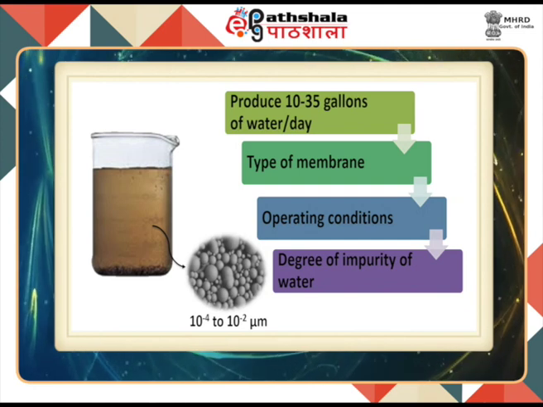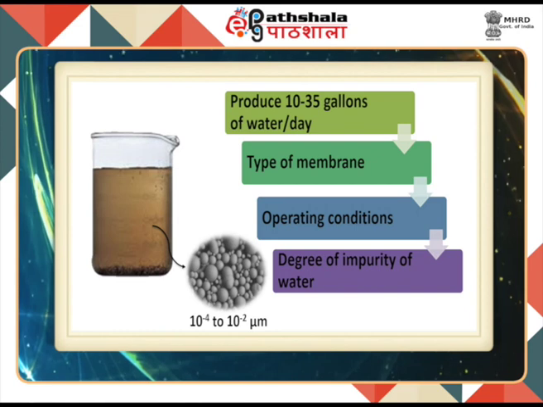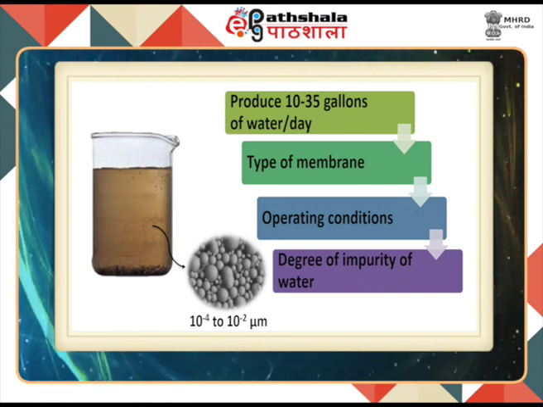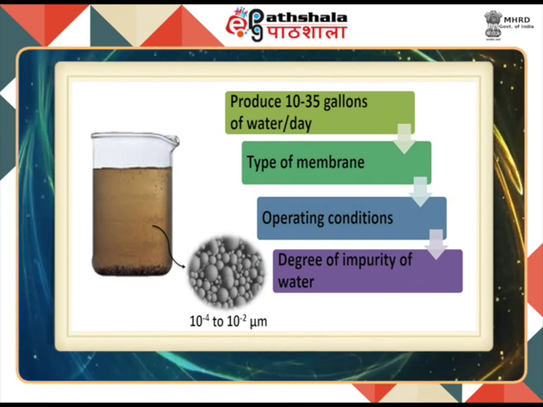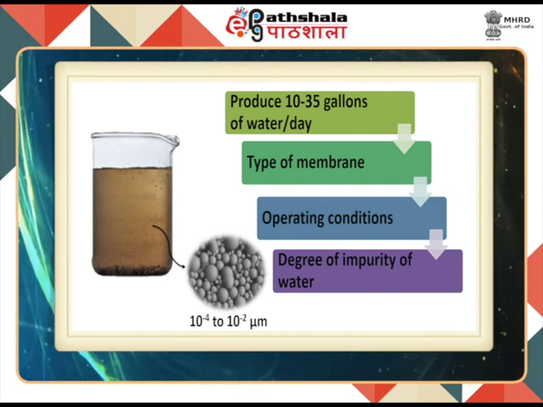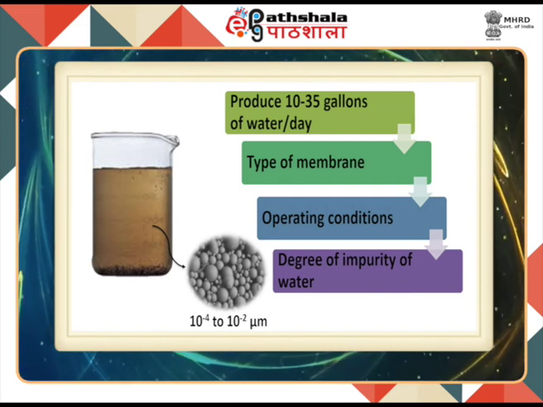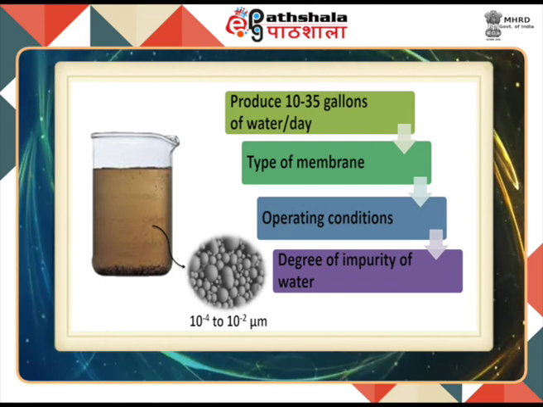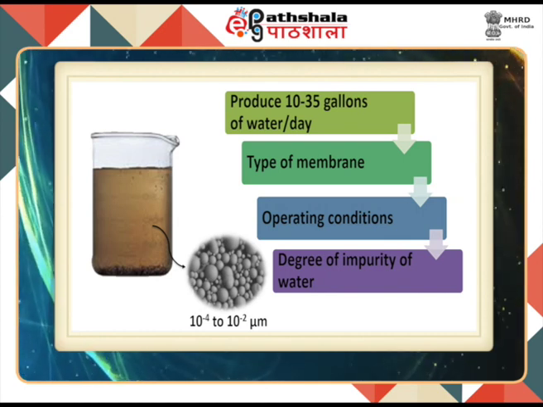RO is effective in the removal of particles in the size range from 10^-4 to 10^-2 micrometer and operates at an efficiency greater than 90%. An RO membrane can typically produce 100 to 35 gallons of water per day, and it depends on several factors, including membrane type and condition, operating conditions, and the degree of impurity in wastewater.